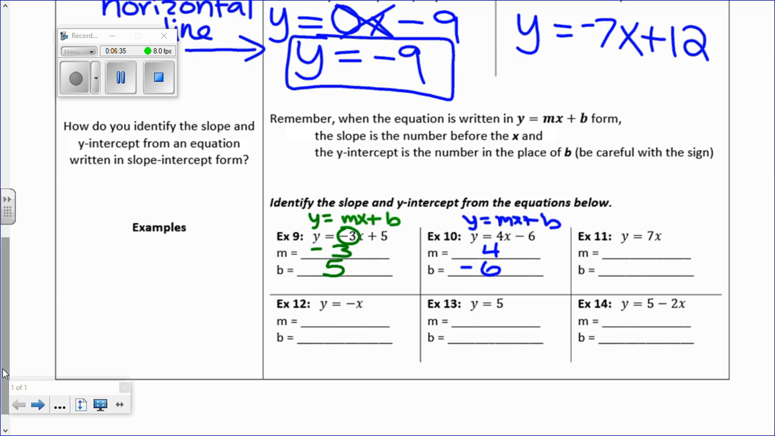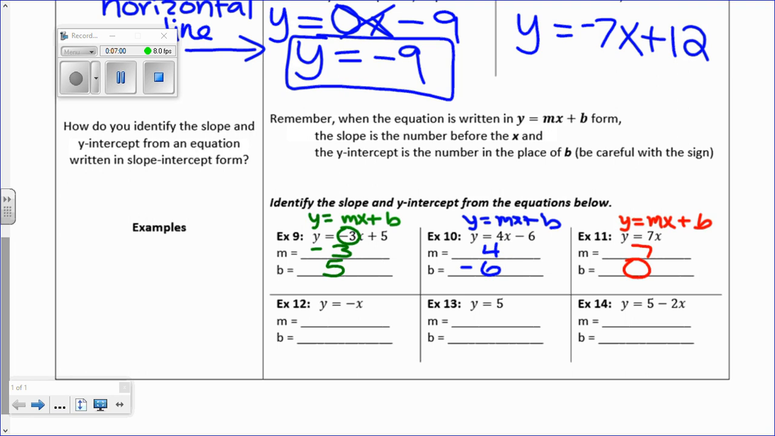And then if we look at example 11, we have y equals 7x. So y equals mx plus b. What we see is that there is no plus or minus anything, so that tells us that our b is 0. Okay, so our y-intercept doesn't mean we don't have one, it just means it crosses at 0, and our slope would be 7.